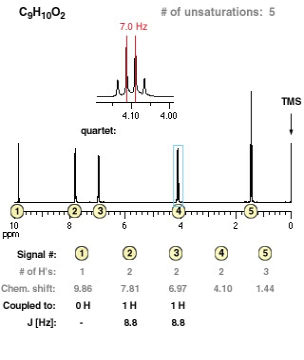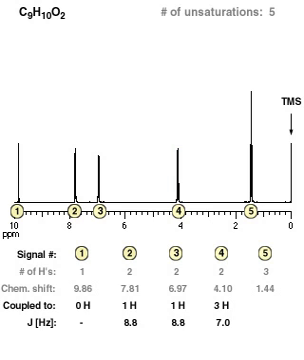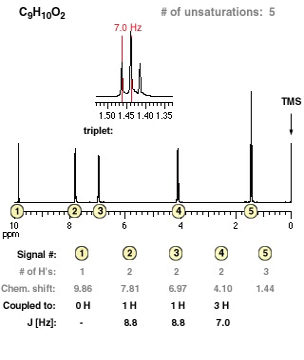Signal 4 is a quartet with a J value of 7.0 Hz, which means that it is coupled to 3 hydrogens. Signal 5 is a triplet, which means that it is coupled to 2 hydrogens. It has the same coupling constant as Signal 4.